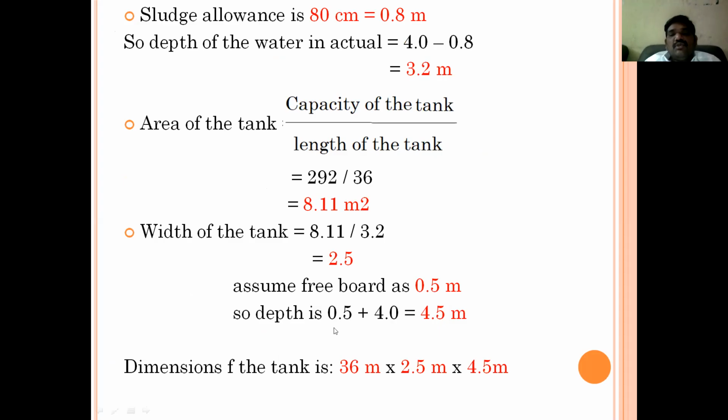So the depth is 0.5 plus 4.0, an overall depth of 4.5 meters. In actual, for water storage, only up to 3.2 meters of water can be in the tank, because 0.8 meters is allowed for sludge. So the overall depth is 0.5 plus 4.0, that is 4.5 meters.